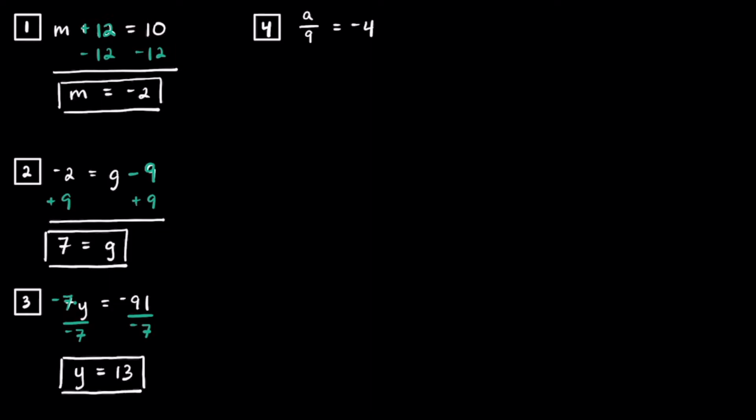For number 4, we have the equation a over 9, or a divided by 9, is equal to negative 4. So to solve for this a, we see this divided by 9 on the left side, and what we're going to do is multiply both sides by 9. So on the left side we'll multiply by 9, and on the right side we'll multiply by 9. The 9 and 9 are going to cross cancel on the left side, and we're just going to be left with 1a, or a, and on the right side, negative 4 times 9 is going to equal negative 36, since a negative times a positive is always equal to a negative.